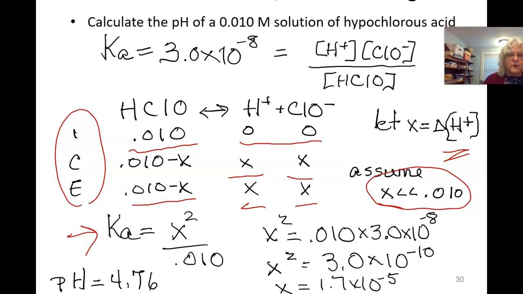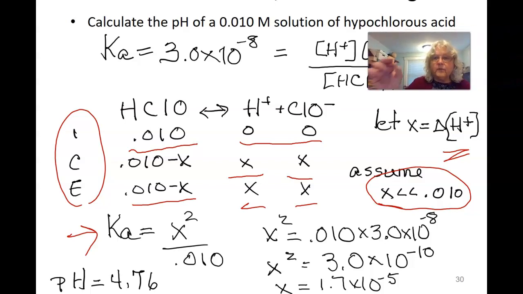I just took the square root, 1.7 times 10 to the minus 5th, and then I ended up with a pH of 4.76. So you want to try and do these problems over and over again. Just keep trying to work on them. Try and figure out how to do them a couple times.